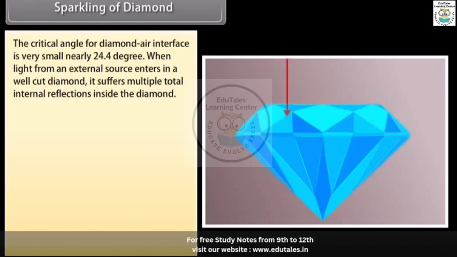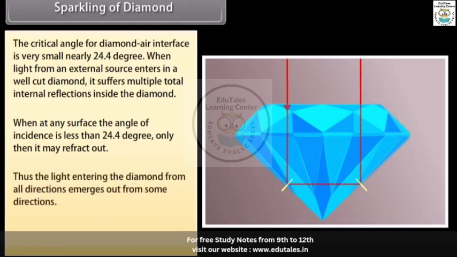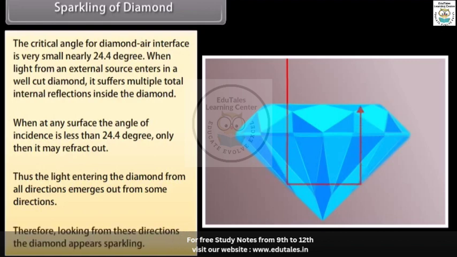Sparkling of diamond. The critical angle for diamond-air interface is very small, nearly 24.4 degrees. When light from an external source enters a well-cut diamond, it suffers multiple total internal reflections inside the diamond. Only when the angle of incidence at any surface is less than 24.4 degrees may it refract out. Thus, the light entering the diamond from all directions emerges out from some directions. Therefore, looking from these directions, the diamond appears sparkling.